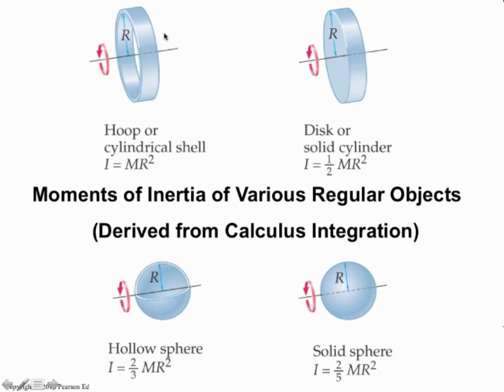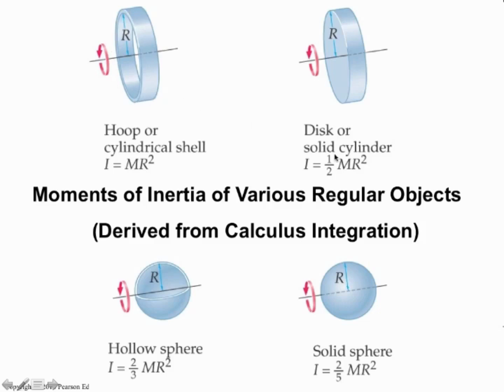Well, the hoop, or cylindrical shell, has a moment of inertia of mr squared, which, as you'll see, is identical to that of a point mass, because if you look at it, this is really equivalent to a bunch of point masses just going around with hollow space in the middle.